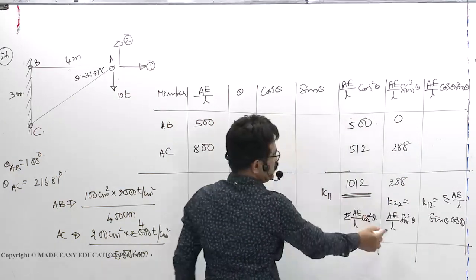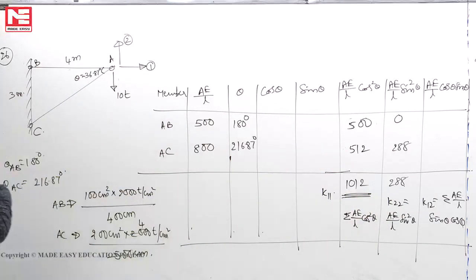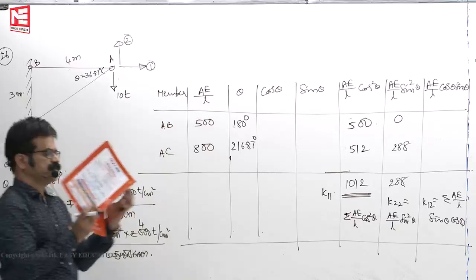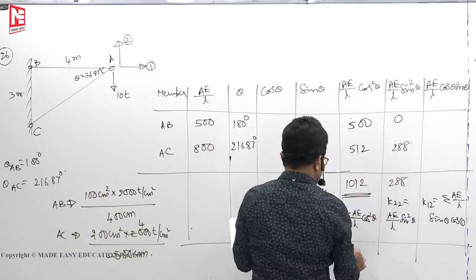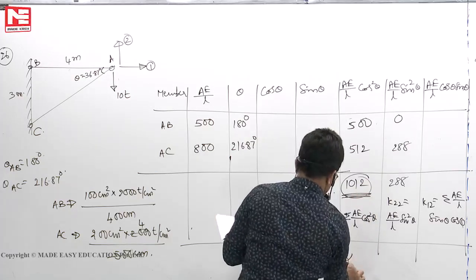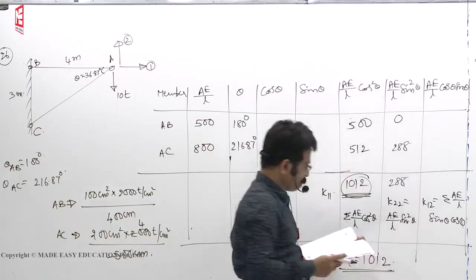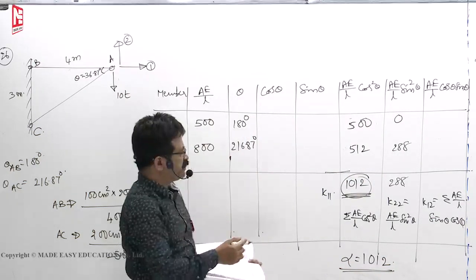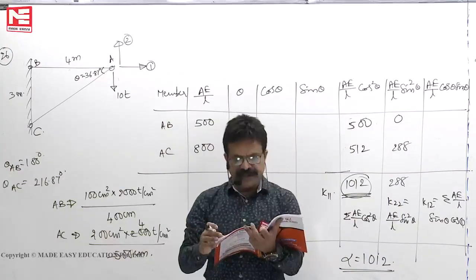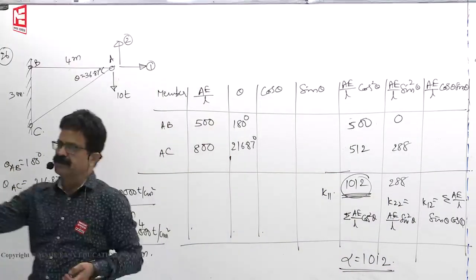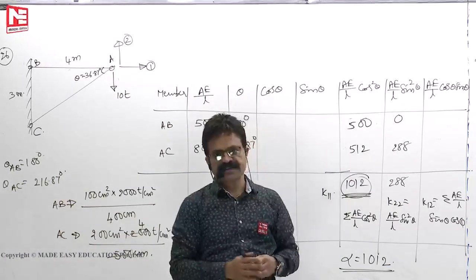So this they have already given. K11 is 1012, 288. So that we will write directly. Only alpha is asking this one. So alpha is equal to 1012. So like that a 2 by 2 matrix K12, K21, you can directly fill the other quantities in the table. So this is about the matrix methods in structural analysis.